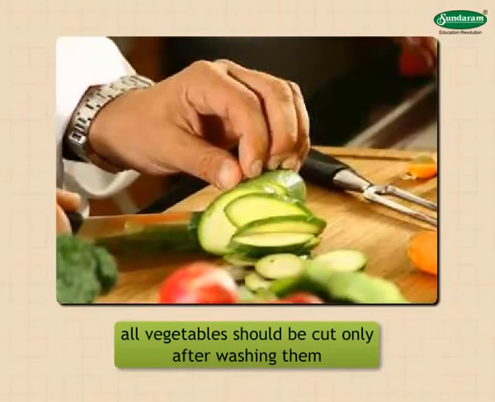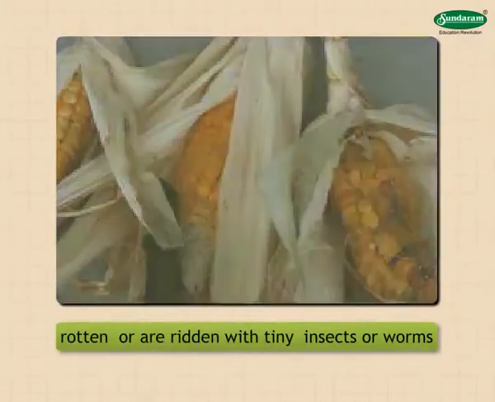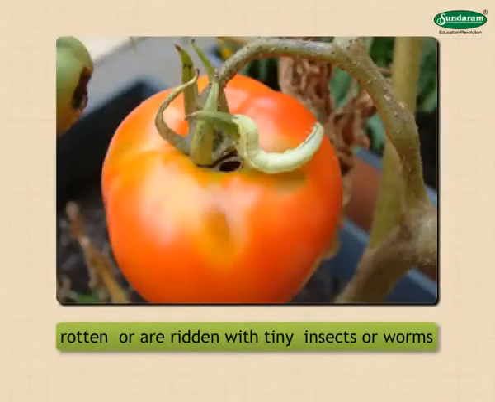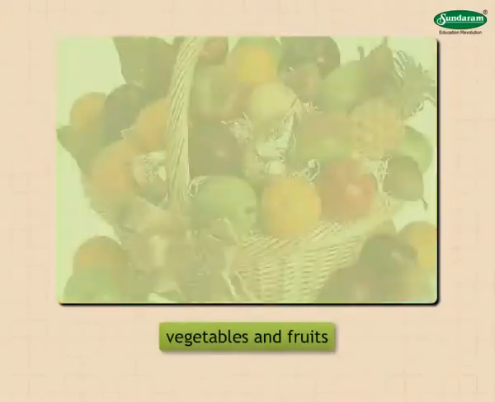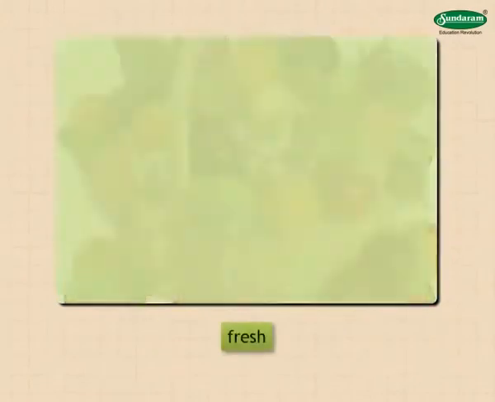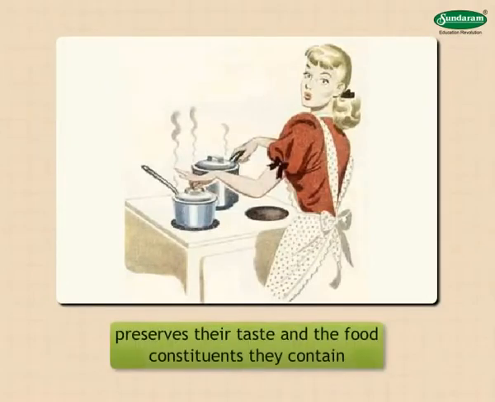We must not eat vegetables that are rotten or are ridden with tiny insects or worms. We should always eat vegetables and fruits while they are fresh. Vegetables should be covered while they are cooking. This preserves their taste and the food constituents they contain.